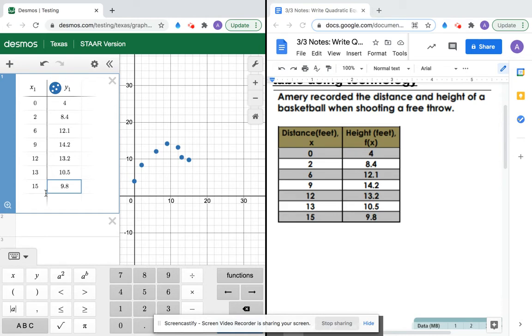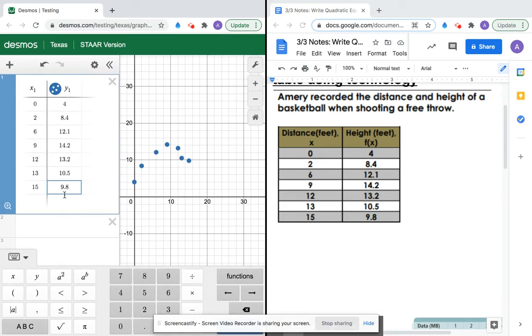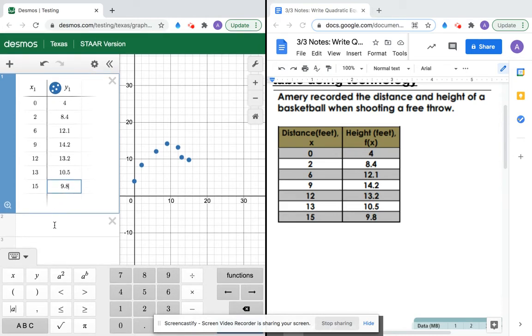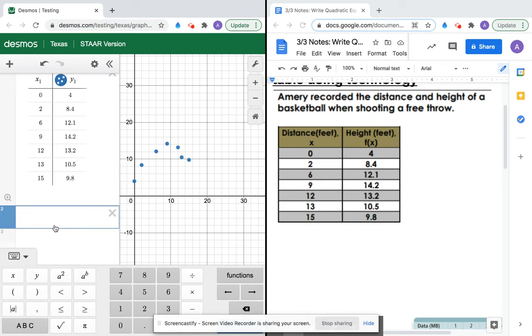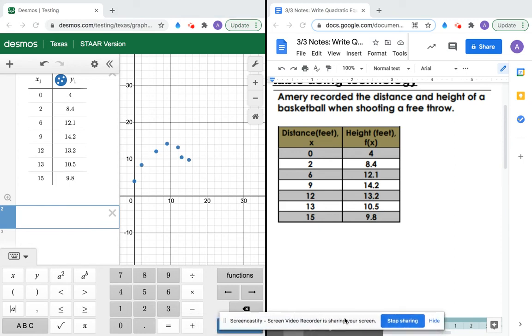Once you enter your entire table from the notes, on the second tab you are going to find the regression. In order to find the regression, you want to use that information.